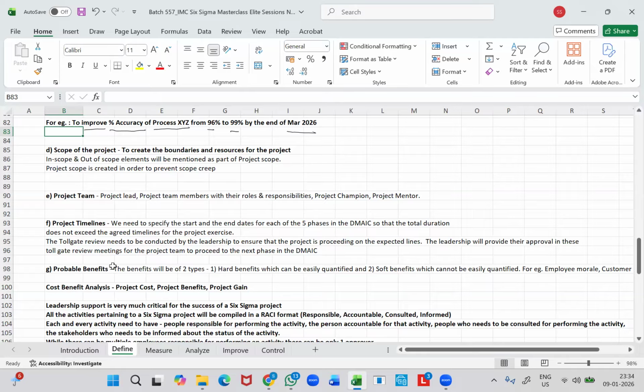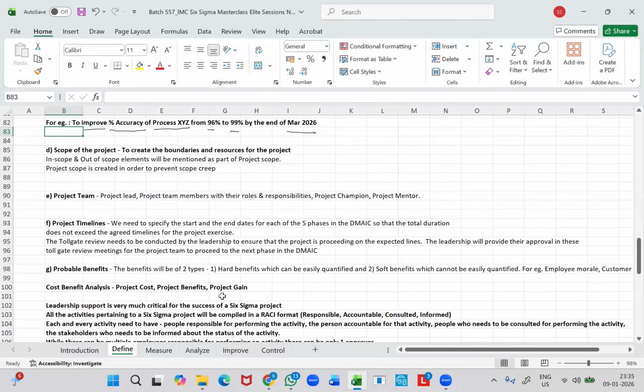And then the probable benefits. It will be segregated into 2 types. The hard benefits are those which can be easily quantified, and the soft benefits are those which cannot be easily quantified, like employee morale, customer satisfaction, etc. So the project team will also work on a cost benefit analysis, which would include the approximate project cost, the project benefits, and the project gain.